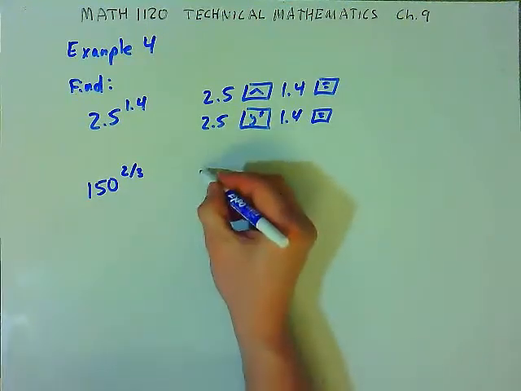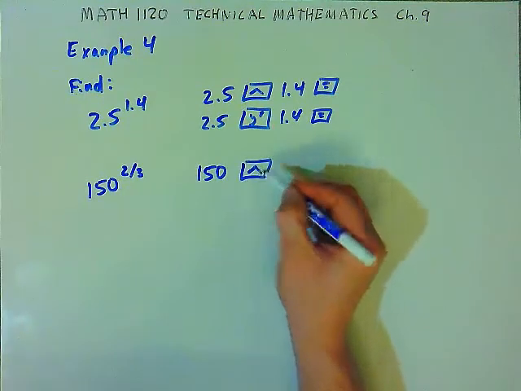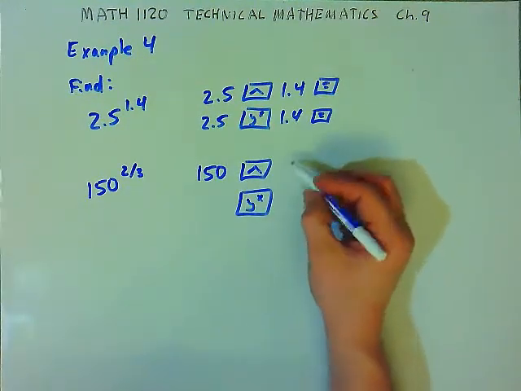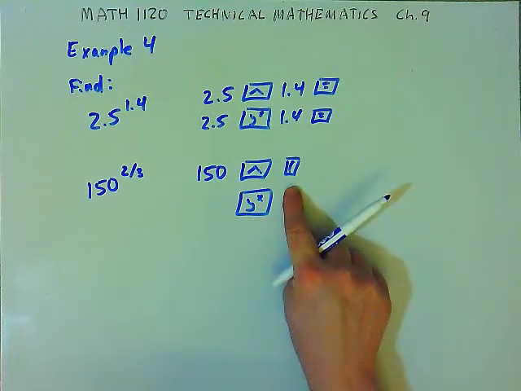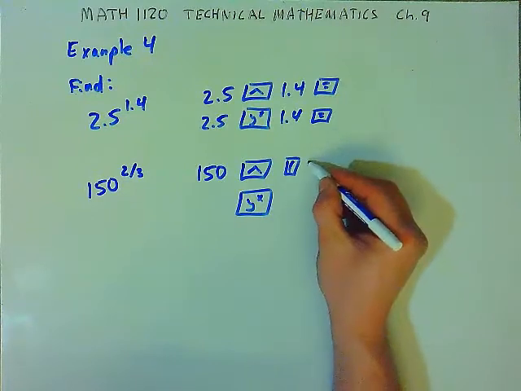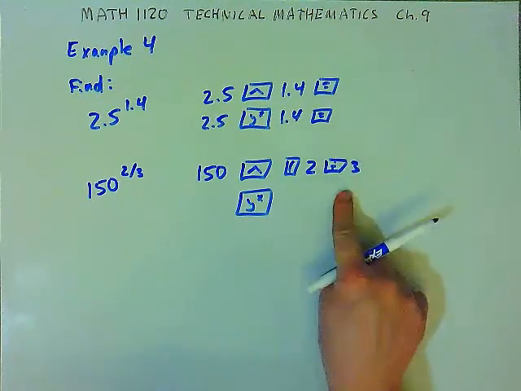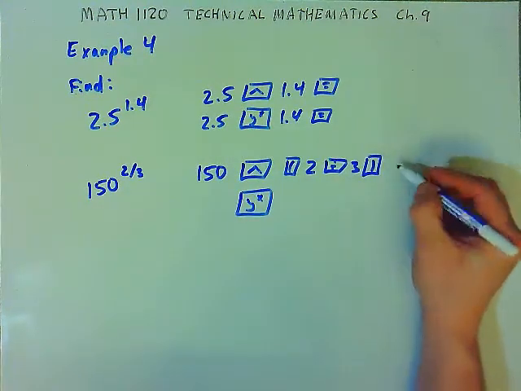With this one, we want to type in 150, and again, we'll use either the caret button or the y to the x button. But we want to make sure that we type in parentheses first, right? So your calculator probably has an open parenthesis button. You want to type in 2 divided by 3 to give us 2/3 as the fraction, and close parentheses, and then press equals.